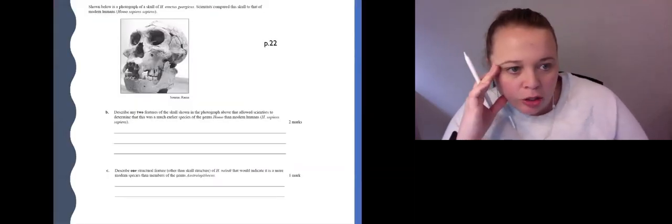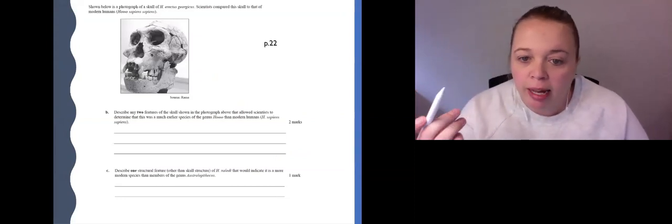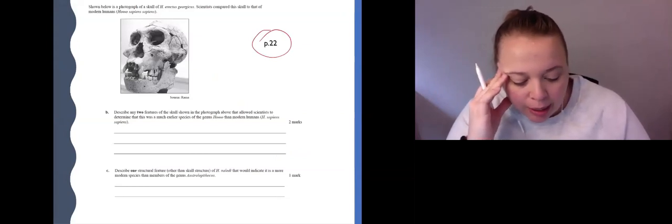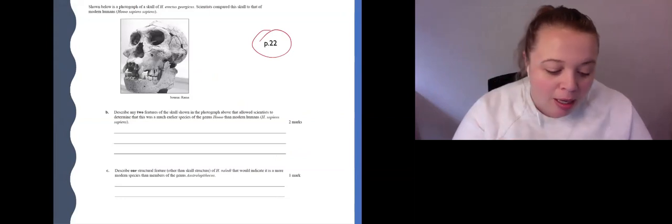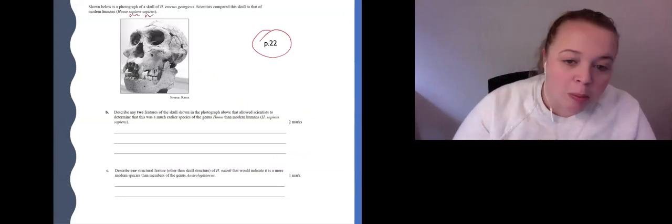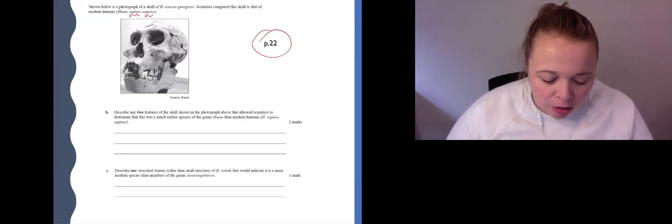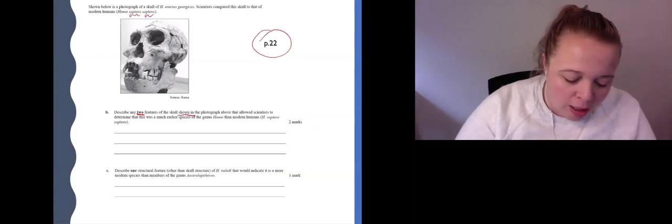All right. Shown below is a photograph of the skull of, again, this is the same question about the H. erectus georgicus. So we're on page 22. Scientists compared this skull to that of modern humans, so Homo sapiens sapiens. Remember how I said we have a subspecies now? We are Homo sapiens sapiens. So you need to describe any 2 features shown in the photograph.